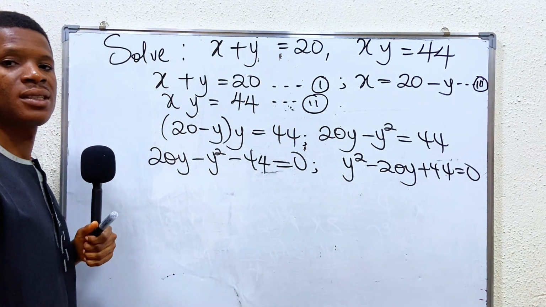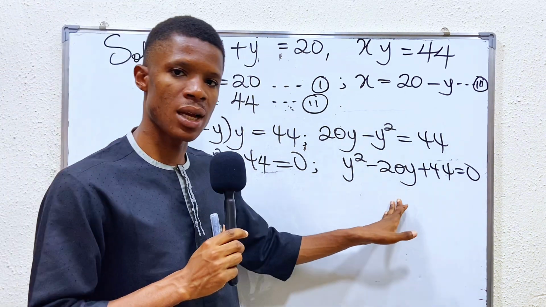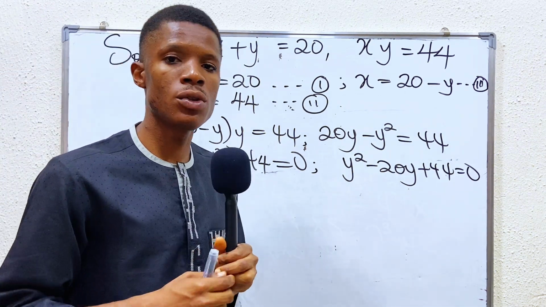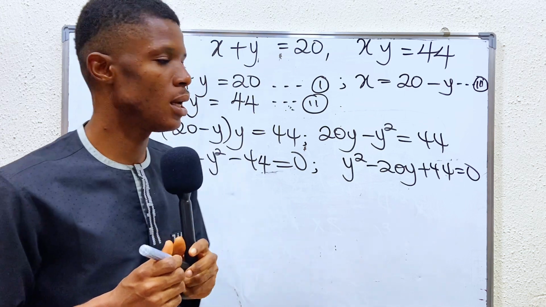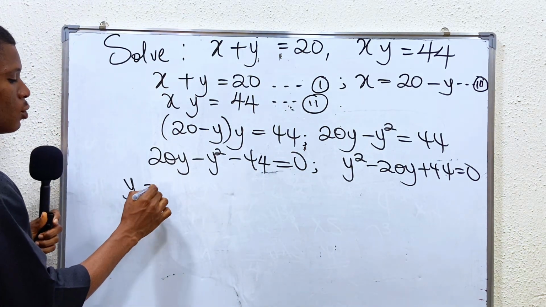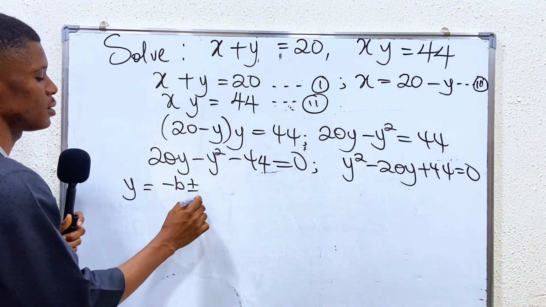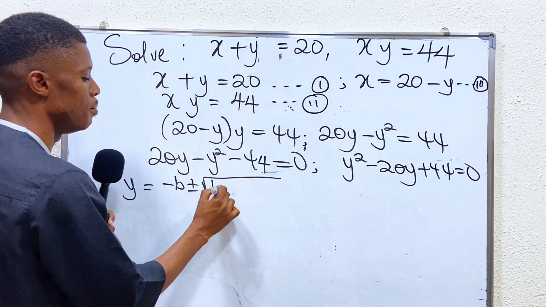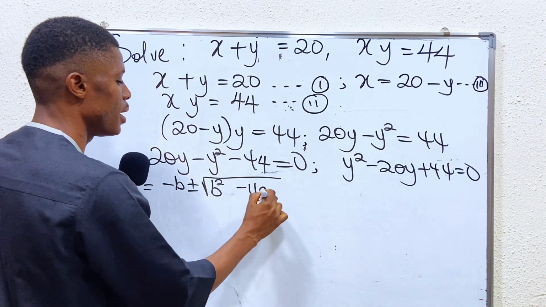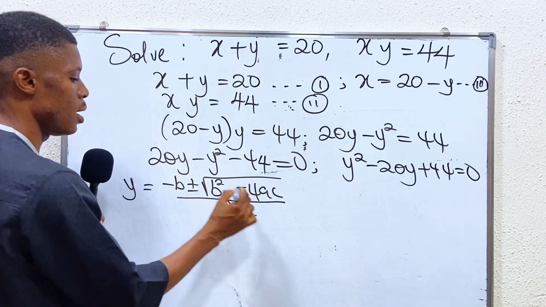So since you have this now, what do we do? Can we solve this by factorization? No. So we are going to use the general quadratic formula. In the general quadratic formula, we have that y is equal to minus b plus or minus the square root of b squared minus 4ac, divided by 2a.